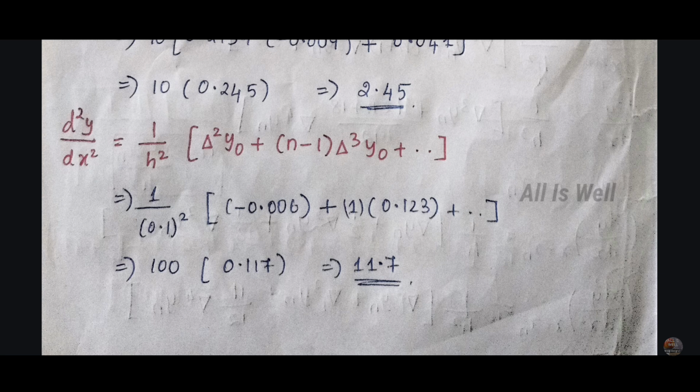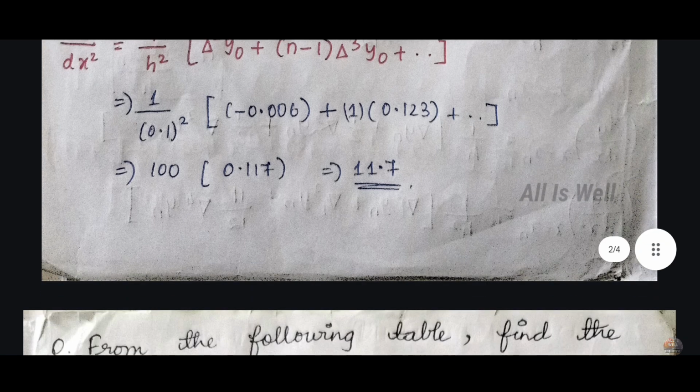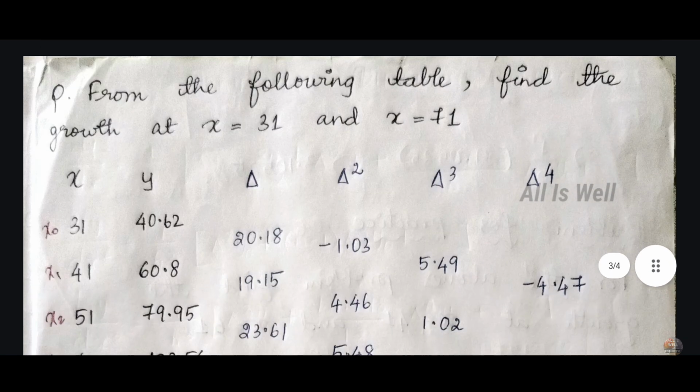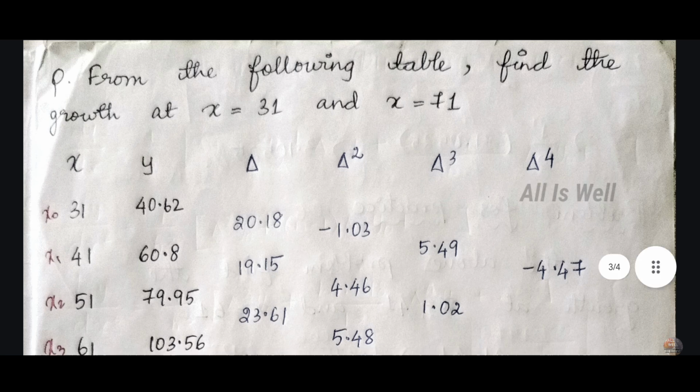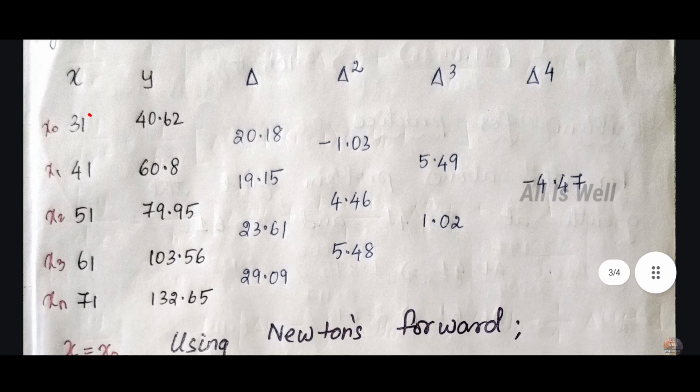Now, let's see another problem which includes both Newton's forward and backward. In this problem, they asked us to find the growth at x equal to 31 and 71. As I already said in the interpolation video, divide the value set into half. And here the values 31 and 71 come from the first half and the second half of the set. Hence, use Newton's forward for 31 and Newton's backward for 71.